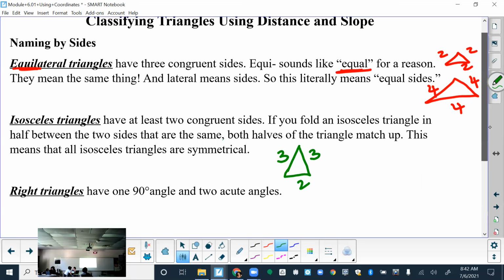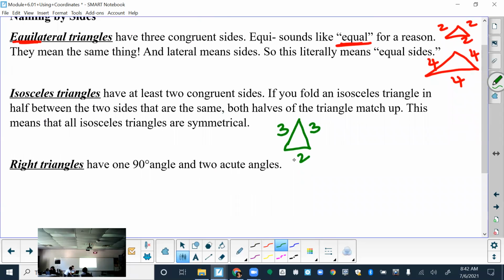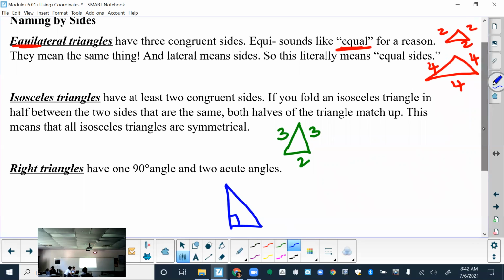And then down here, right triangles, what's special about those? It's a 90-degree angle. Really no sides are the same, they're all different. But the big part is that they have 90-degree angles, which is shown by this little square right here. All right, good on that?